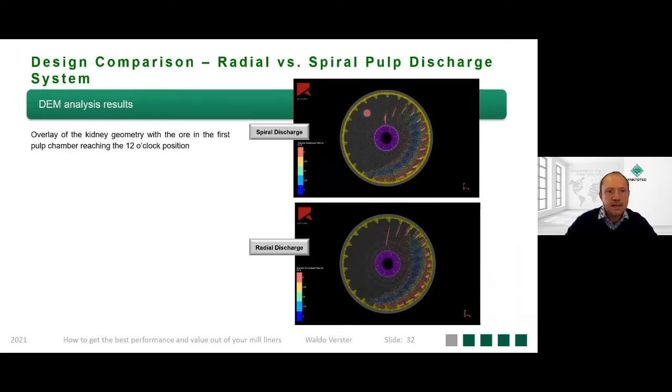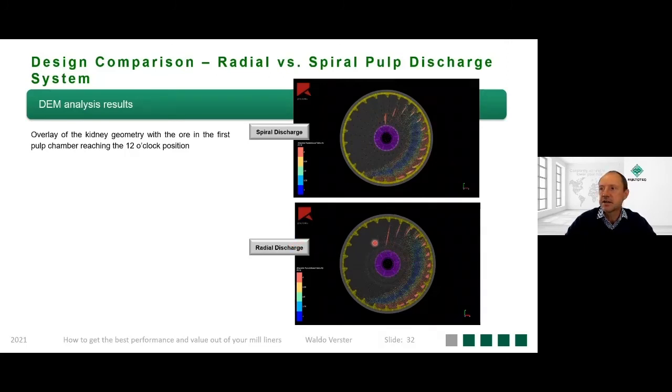This slide indicates the position of the first discharge chamber. If I say first, we filled 12 discharge chambers with ore with 13.7 kilograms of material, and it shows a comparative plot between the spiral discharge and the radial discharge. It is clear from this plot that the material in the pulp chamber is already very close to the central discharger, so it indicates that it discharges quicker and more efficiently compared to the radial design.